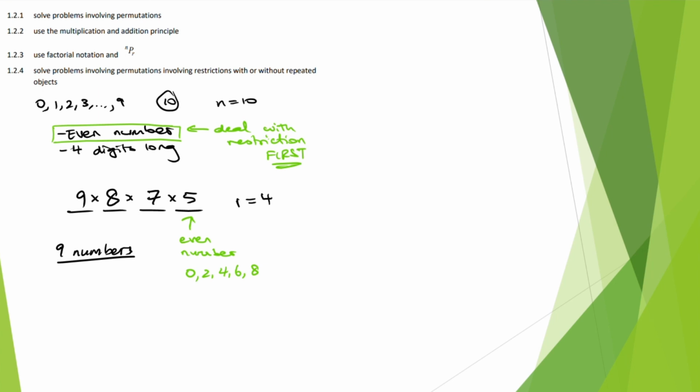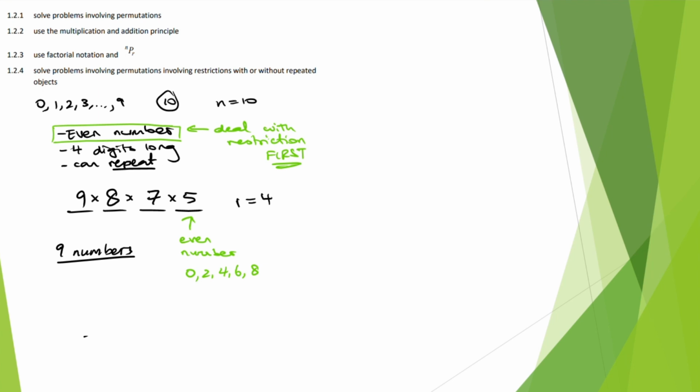Now, this specifically considers a case where we can't repeat the numbers. Okay, so this assumes that all of the numbers are different. However, we can have repetition of numbers, and usually when we're forming numbers, we do have repetition of numbers. Let's say we want an even number with 4 digits long, and we can repeat the numbers that we use.